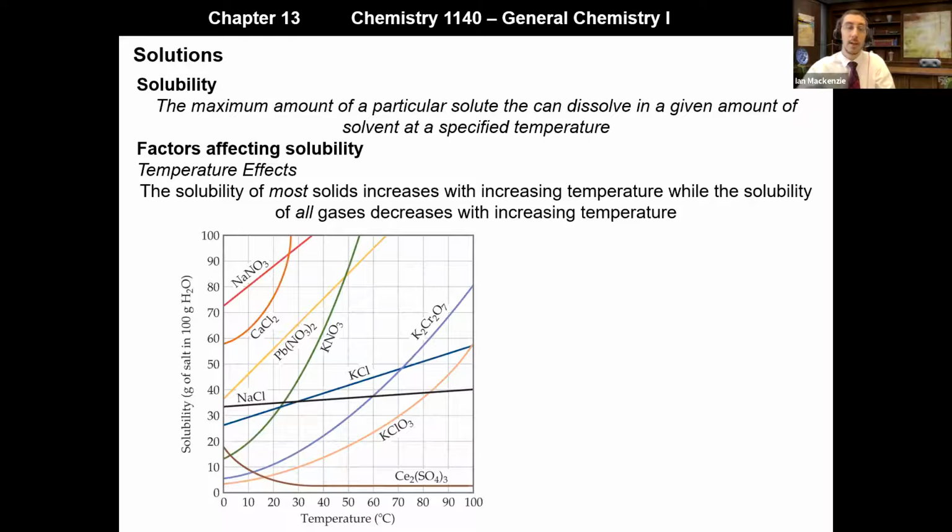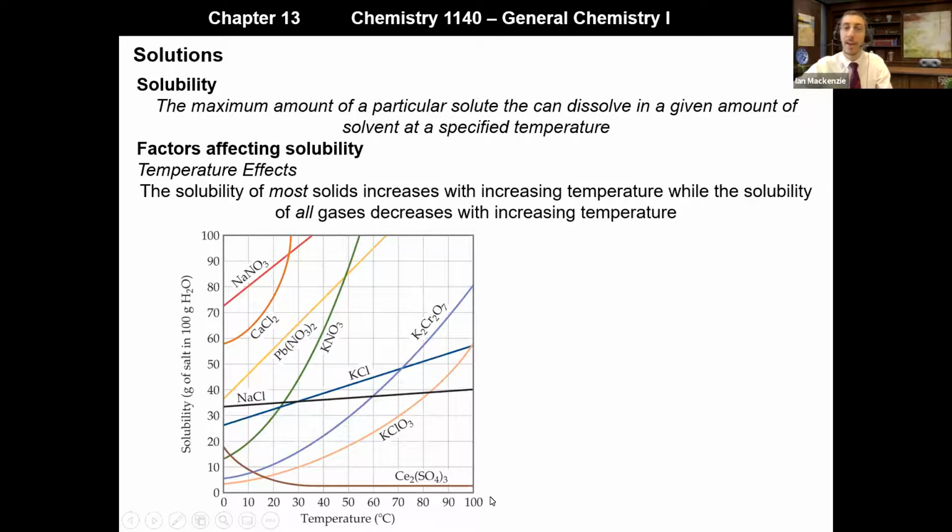So here, if we've got a number of different ionic species, sodium nitrate, calcium chloride, lead nitrate, potassium nitrate, sodium chloride and potassium chloride, and some other ones here, what we'll notice is that their solubility at 0 degrees varies depending on the identity of the ionic solid, which makes sense. But as we increase the temperature, for almost all of these cases, the solubility increases. Now, in some cases, it increases dramatically. For other cases, like sodium chloride, it doesn't increase that significantly.